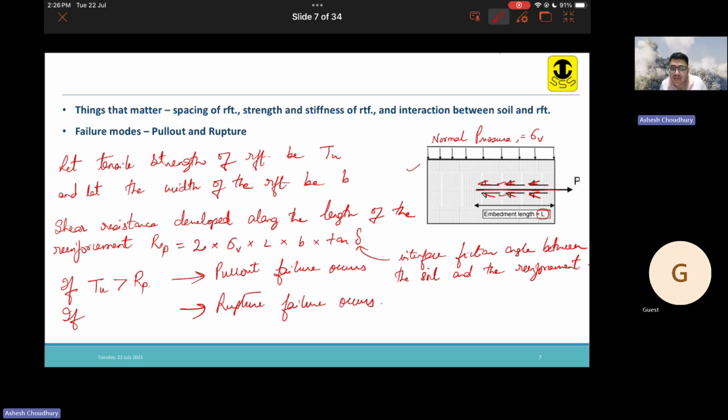And rupture failure will occur when Tu is less than Rp, right? That means my resistance is higher than the tensile strength. At that time, what will happen? Rupture failure will occur. And if my Tu is greater than Rp, then the pull out failure will occur.